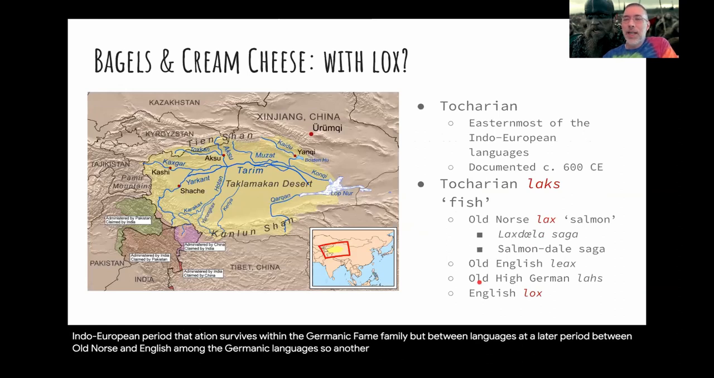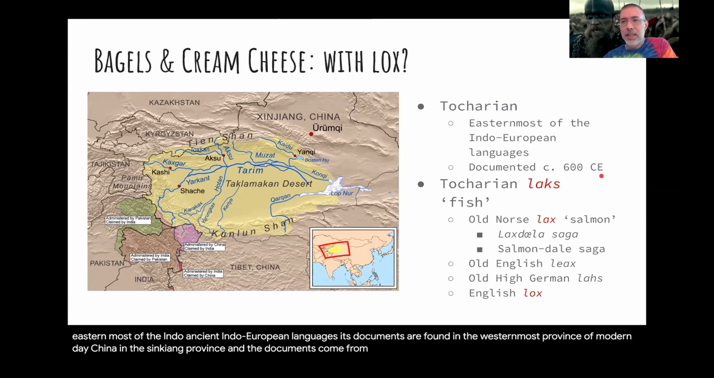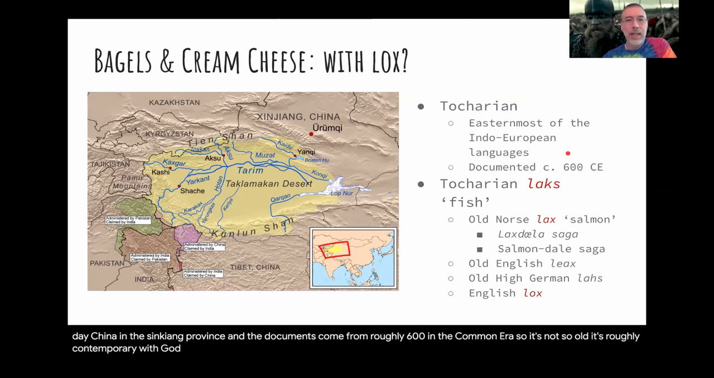So another highlight I like is Tocharian. What is Tocharian? That's the easternmost of the ancient Indo-European languages. Its documents are found in the westernmost province of modern-day China, in the Xinjiang province. And the documents come from roughly 600 in the Common Era, so it's not so old. It's roughly contemporary with Gothic, let's say, right?